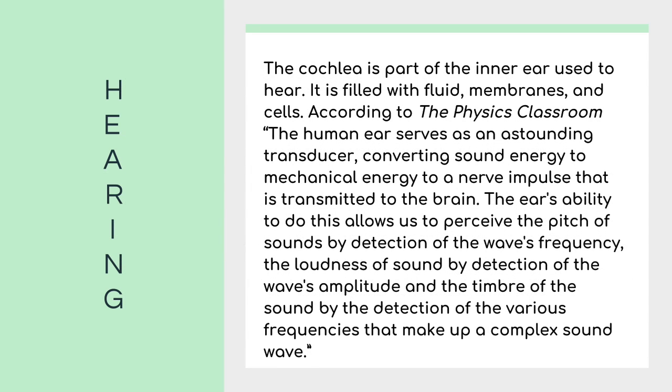Hearing. The cochlea is part of the inner ear used to hear. It is filled with fluid, membranes, and cells. According to the physics classroom, the human ear serves as an outstanding transducer, converting sound energy to mechanical energy to a nerve impulse that is transmitted to the brain. The ear's ability to do this allows us to perceive the pitch of sounds by detection of the wave's frequency, the loudness of sound by detection of the wave's amplitude, and the timbre of the sound by the detection of the various frequencies that make up a complex sound wave.